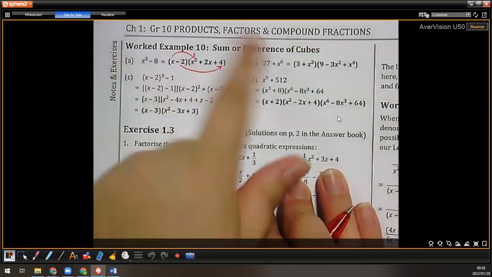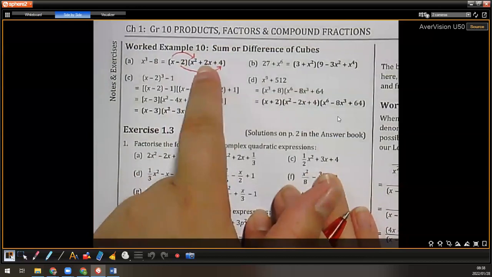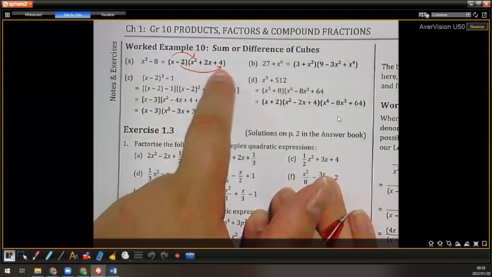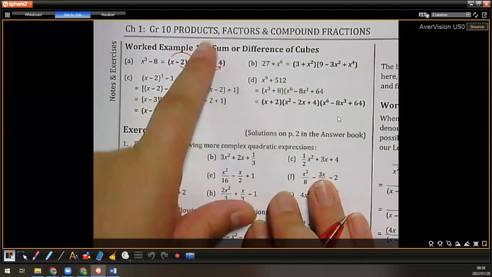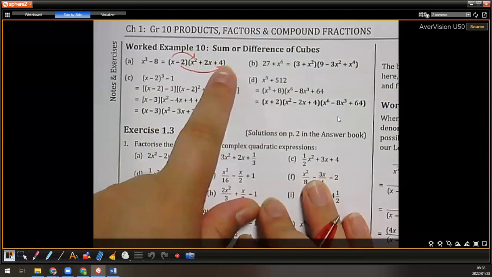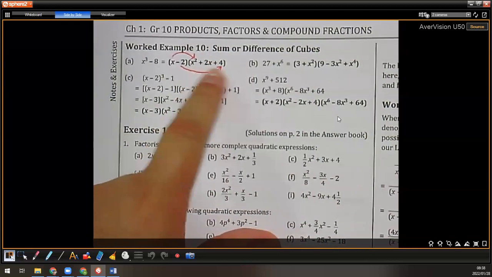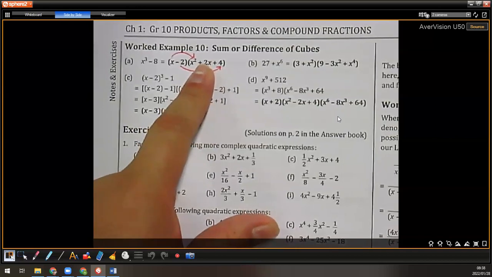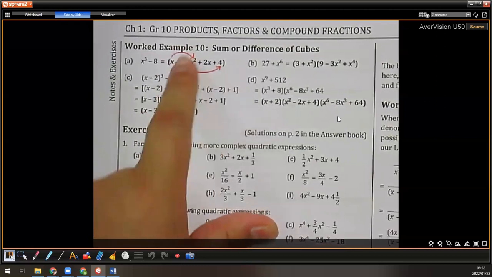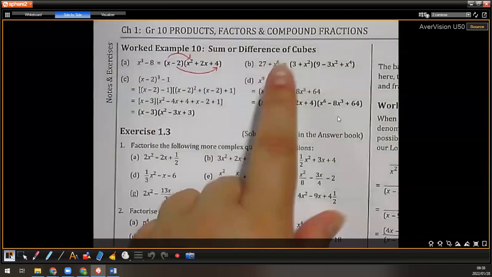So guys, what happens with these questions, the sum or difference of cubes, is that you will always get a trinomial that actually can't be factorized in the last bracket. We can discuss that in more detail on Monday if you want. But you can check this trinomial here. You can just ask yourself, can I have factors of 4 that when I add them together will give me 2? The factors of 4 are 4 and 1 and 2 and 2. 4 plus 1 is 5. 2 plus 2 is 4. So this one actually can't be factorized. That's what always happens, but we can just check. Let's quickly look at the next one.